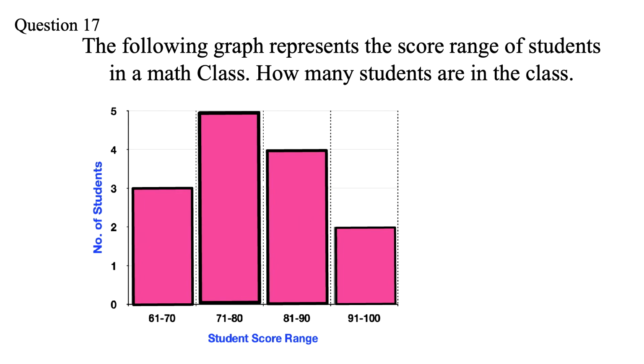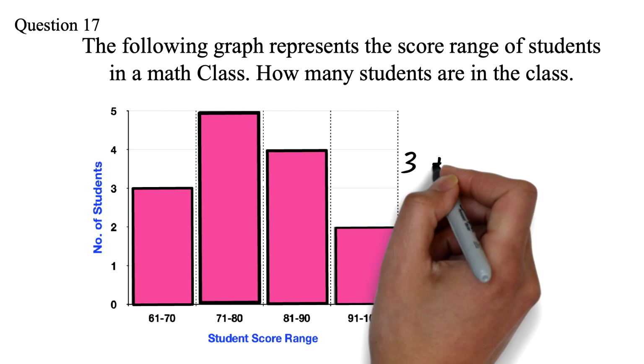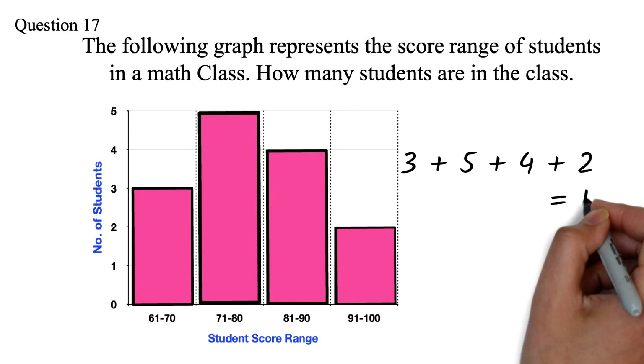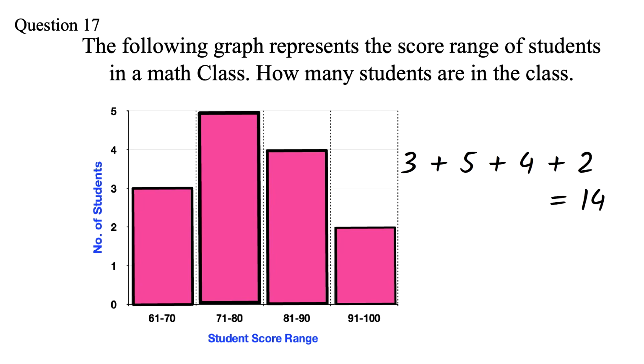We add these to get the number of students. 3 plus 5 plus 4 plus 2 equals 14. Therefore, there are 14 students in the class.